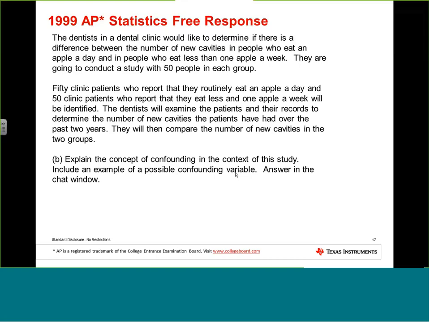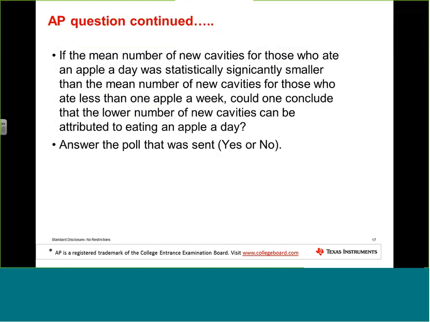So could we prove cause and effect with an observational study? Because that's basically what it's asking here. It is. Could one conclude the lower number of new cavities can be attributed to eating an apple a day? It's saying, could we say that something is causing another thing to happen? The purpose of experiments is to prove cause and effect. Observational studies, we can't prove cause and effect generally. So I think the answer is no, as 66 of our participants said.